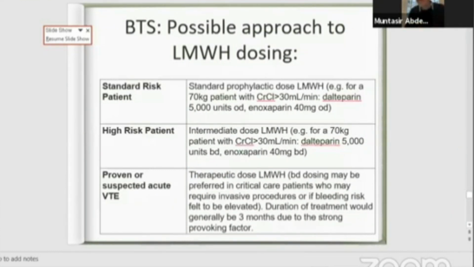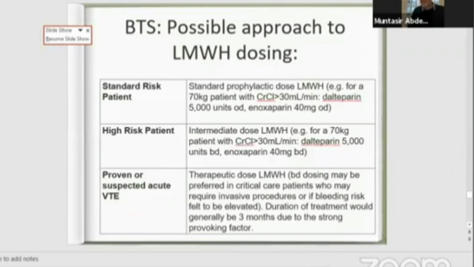Now, if you come to the high-risk patient, who could be in a high dependency unit, having CPAP and oxygen, with a sepsis-induced coagulopathy score of more than 4, and a D-dimer between 1,000 and 3,000, these people you should give a higher dose of prophylaxis, a double dose of prophylaxis. So enoxaparin twice daily, or dalteparin 5,000 twice daily.